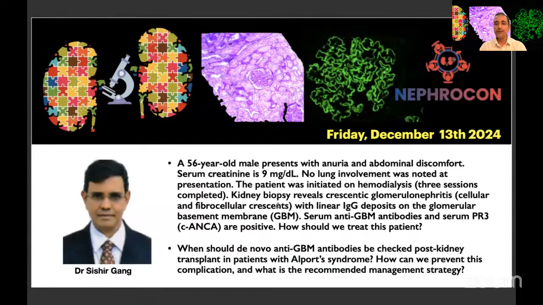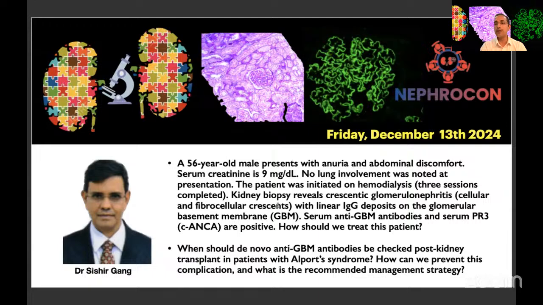So we'll move on to one case. I'll just read it out for you, sir. A 56-year-old male patient with anuria and abdominal discomfort. Creatinine on arrival is 9. There is no lung involvement, and the patient was initiated on hemodialysis. Kidney biopsy showed crescentic glomerulonephritis, a mix of cellular and fibrocellular. There are linear IgG deposits, and serum anti-GBM antibodies and PR3 ANCA are positive. So, what would be your preferred line of management for this patient?